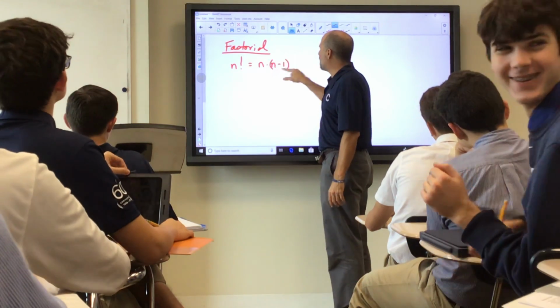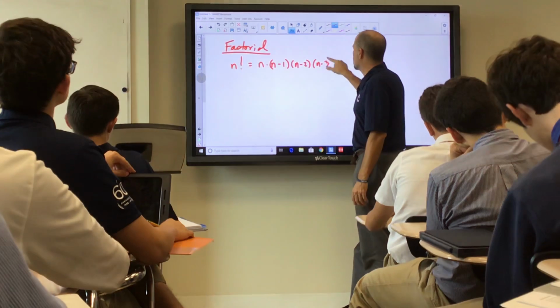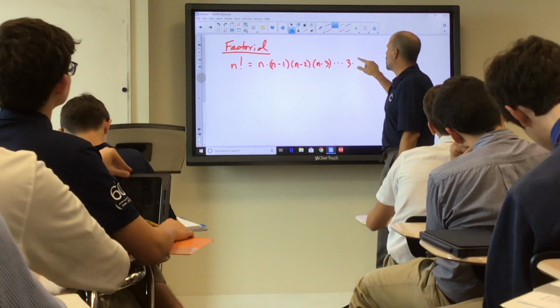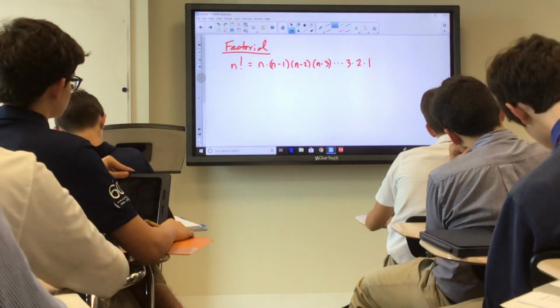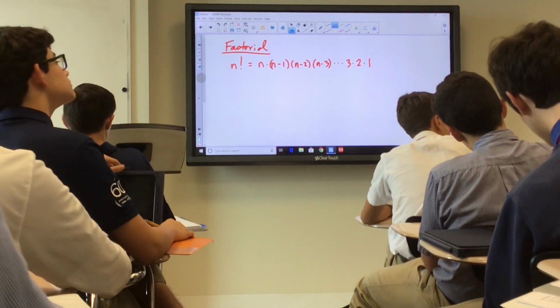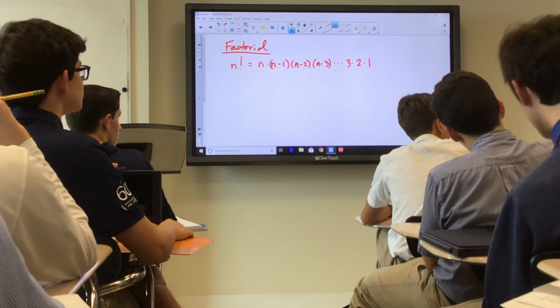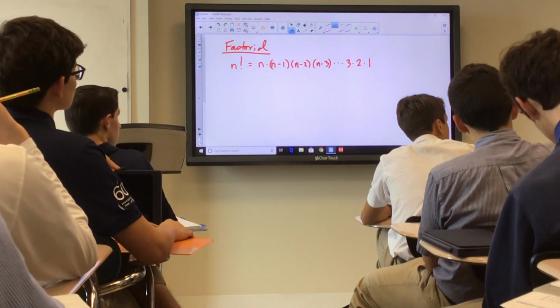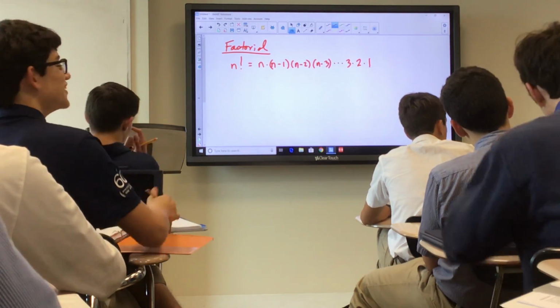The way you calculate a factorial is you take that number and you multiply by every one of the preceding integers until you work your way all the way back to one. So in other words, 7 factorial would be 7 times 6 times 5 times 4 times 3 times 2 times 1. You always stop at 1, because if you get to 0, it's always going to be 0. That makes no sense. But anyway, that's the factorial.